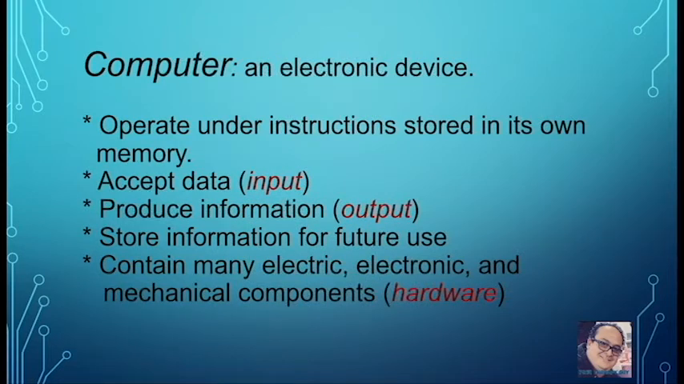A computer is an electronic device that operates on the instructions stored in its own memory, accepting data, which is the input, and the part of it as giving instructions and directing instructions to the computer. It produces information. That's the response that we're getting from the computer in the moment. All the information that we're getting is the response of the electronic device to us. It stores information for future use. Like we know, we can save all kinds of stuff in the computer, from files, documents, pictures, etc.